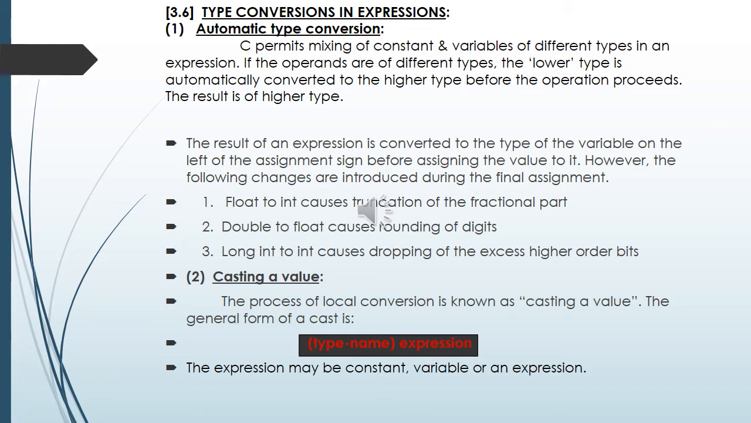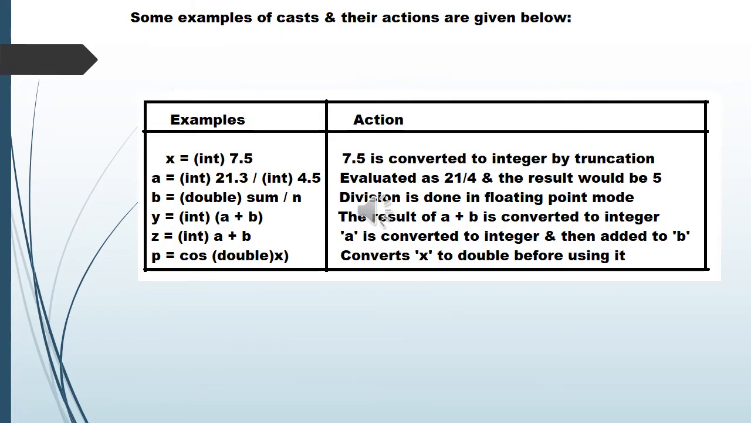The second type of type conversion is casting a value. The process of local conversion is known as casting a value. The general form is (type name) expression. Type name is int, float, double, and expression is a + b, a - b, a * b, a / b, like that. The expression may be a constant, variable, or an expression. Here some examples are given.